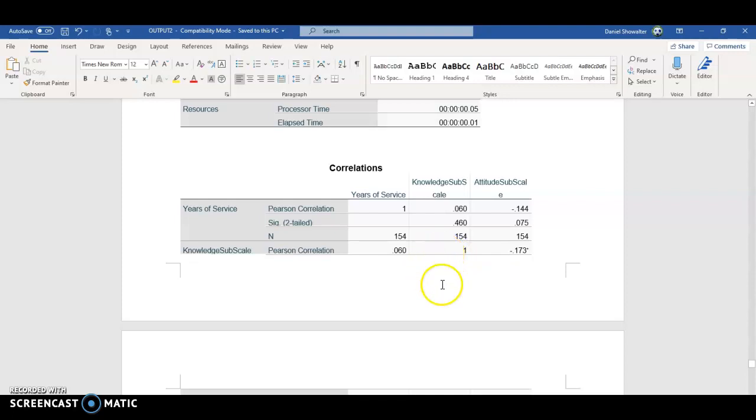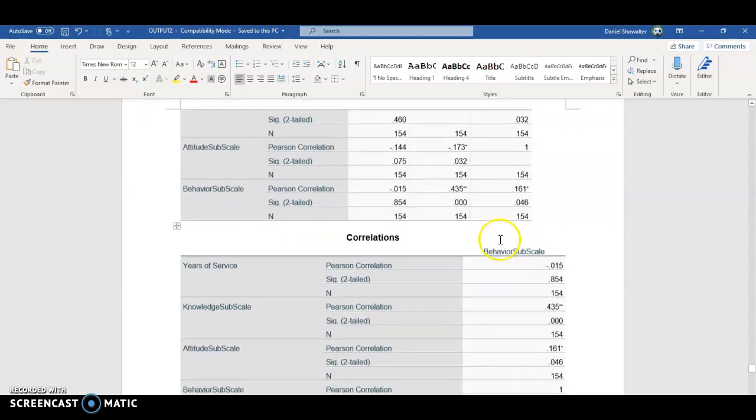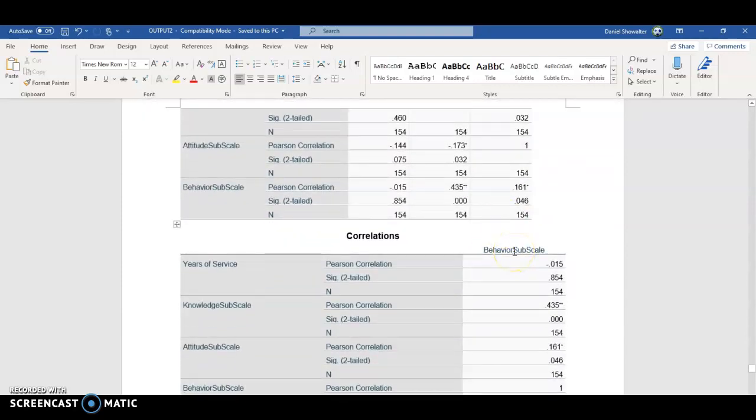In SPSS, I can produce a single table for you if you want. Just let me know if you're looking for that for the final area of your paper. So years of service is definitely a quantitative variable. The question is whether or not the other three are.